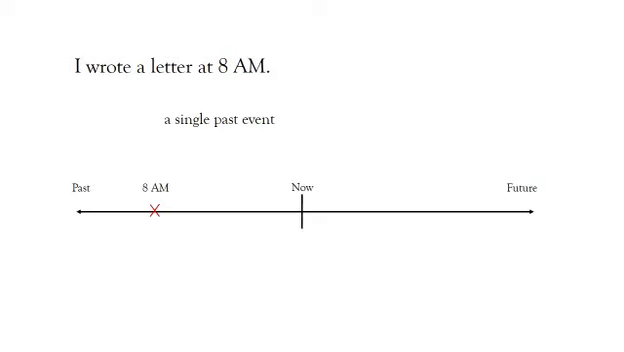So on the diagram, we have past, now, and future. And 8 a.m., as you can see, is in the past. And there's only one mark that you can see on the diagram. And it has nothing to do with the present moment. It started in the past, happened in the past, and ended in the past. This is what we call the simple past tense.